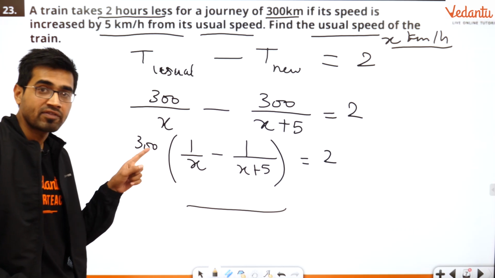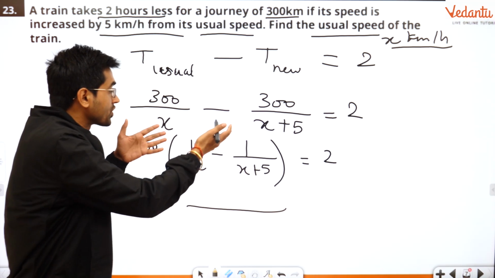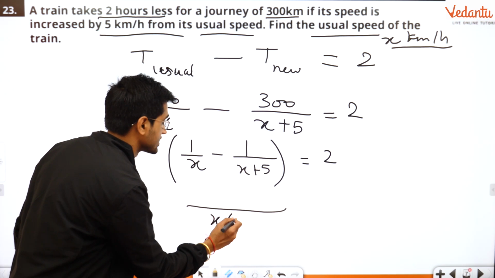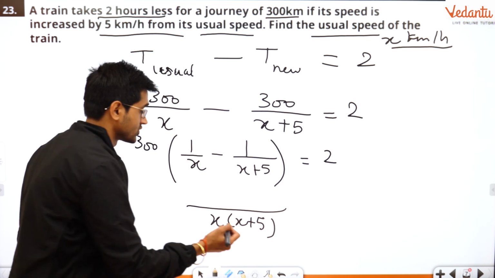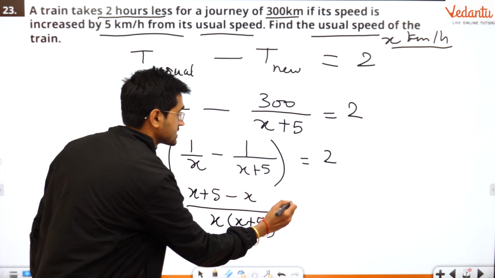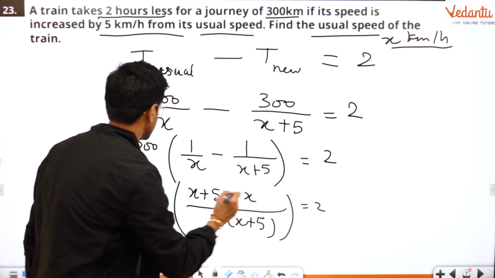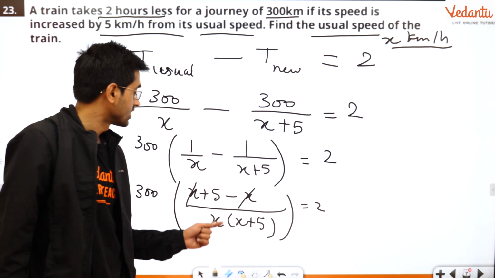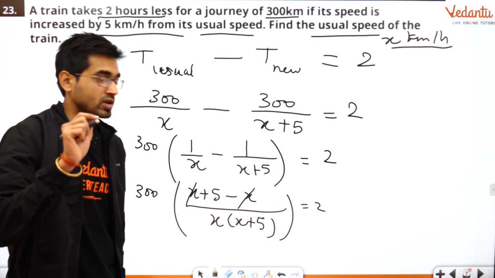It's so simple. Why have I taken 300 common? Because I do not want to create a mess. I like simpler things. So 300 into 1 by x minus 1 by x plus 5 gives x plus 5 minus x over x into x plus 5 equals 2. See how you can do it. x cancels. What is left? 5. 300, and there is 2.